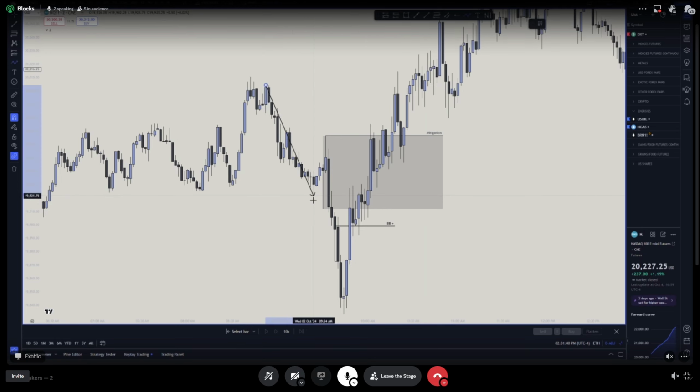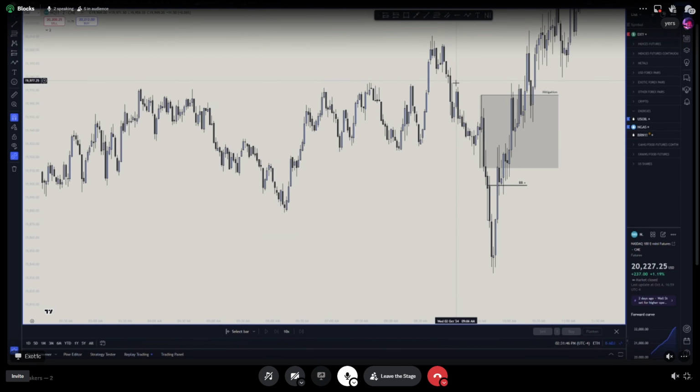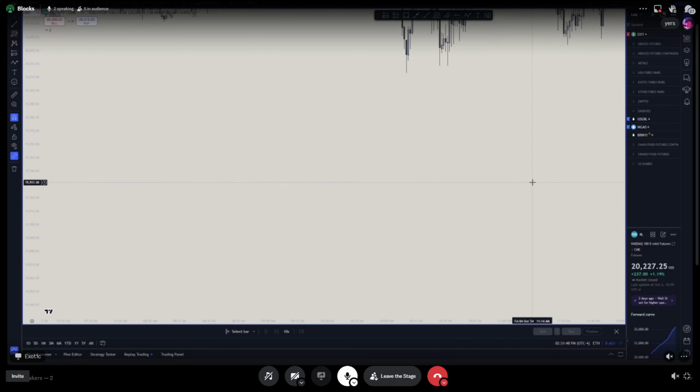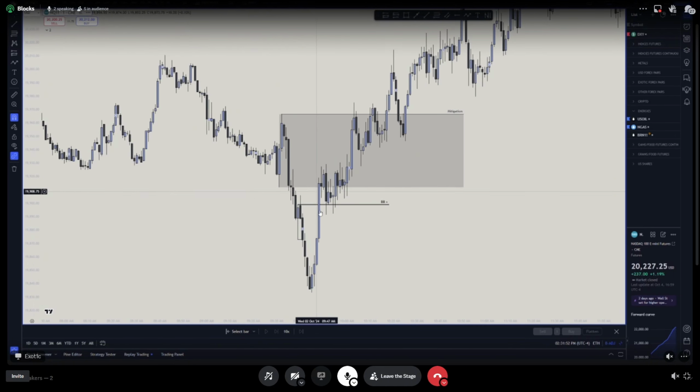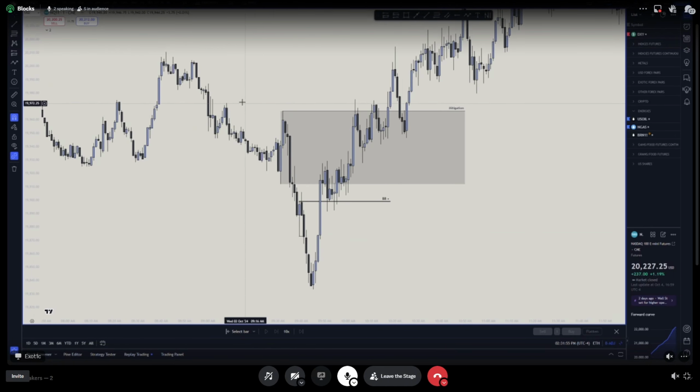It's pretty much going to be like this. So this is going to be your mitigation block here, right? And once again, this reinforces the idea that your mitigation block comes after your breaker. This is your one-sided delivery here, just like that. While as your breaker, you'll have something like this.